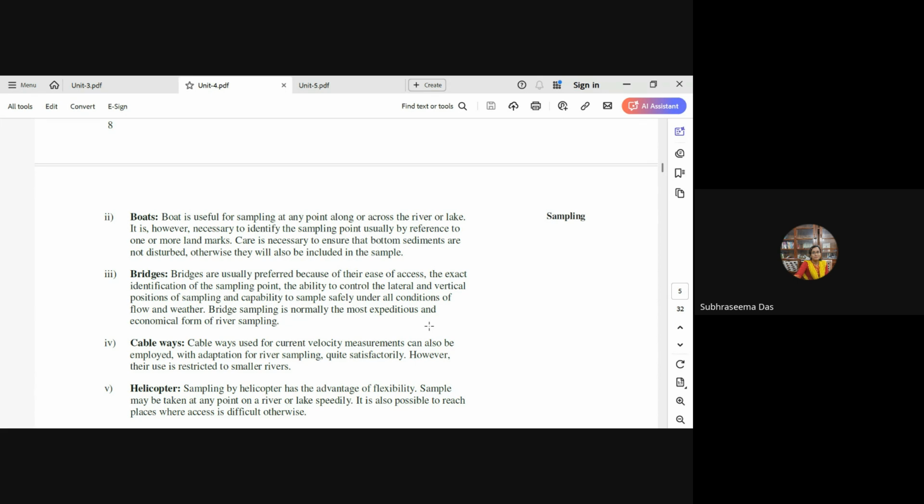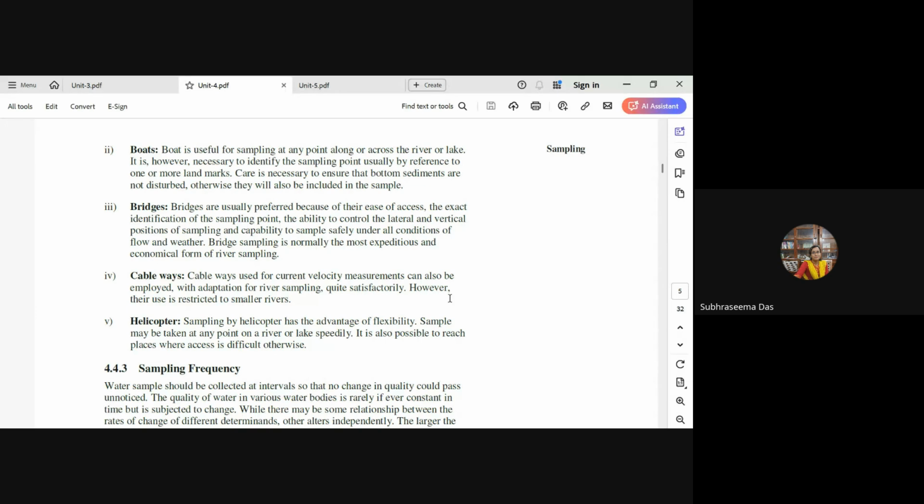Then the third are the bridges. Most water sampling has been done from bridges because from the bridge point we have good access, and it indicates the true nature of the water sample. And then we have cableways. Cableways are used when the river current is very high, but they are not much used for water sampling. Water sampling has also been done by helicopters. With a helicopter, water samples can be collected at any point of the flowing river easily, but this process is quite expensive. That is why among all the sampling facilities, bridges found the greatest use.